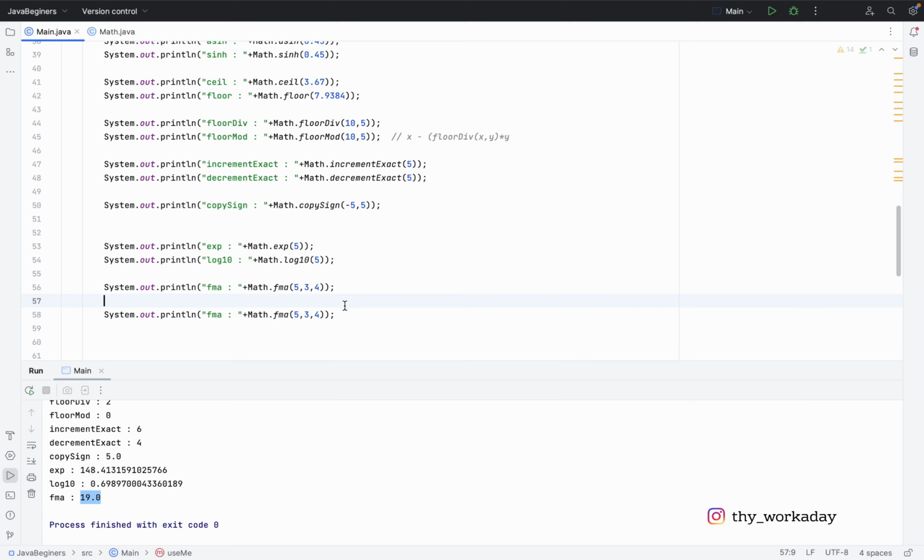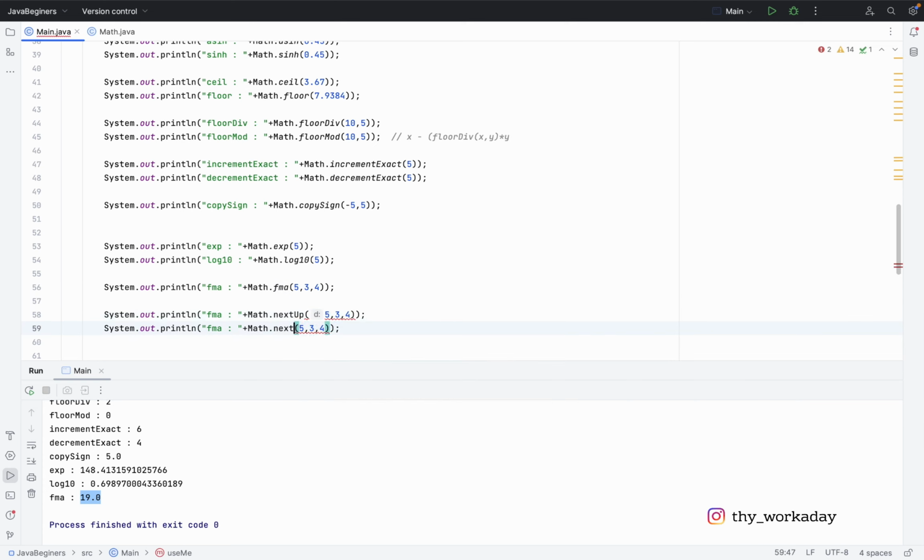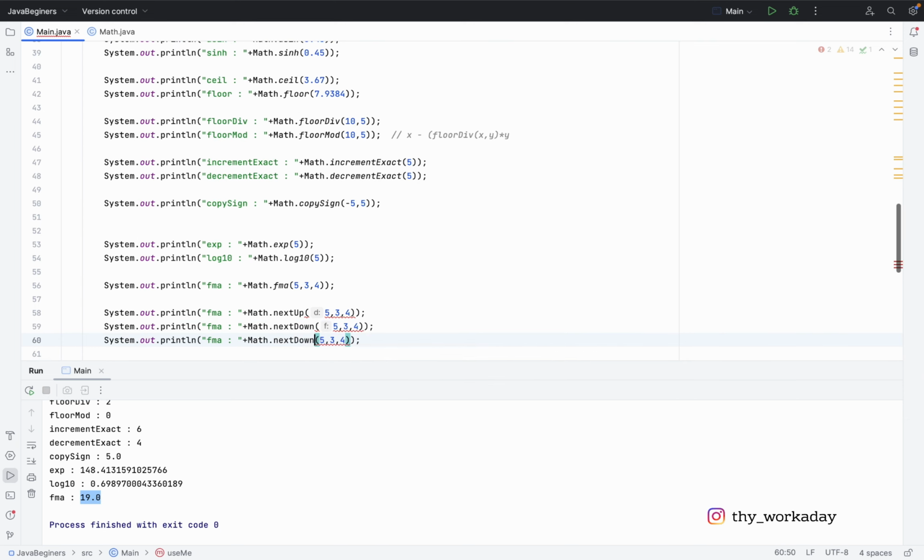So we have something like next up, next down and next after. You have to give double in all the things. Double means 5 point something. Same value you will give for everything, then only you can understand the difference between all. Okay, next after will take two inputs.